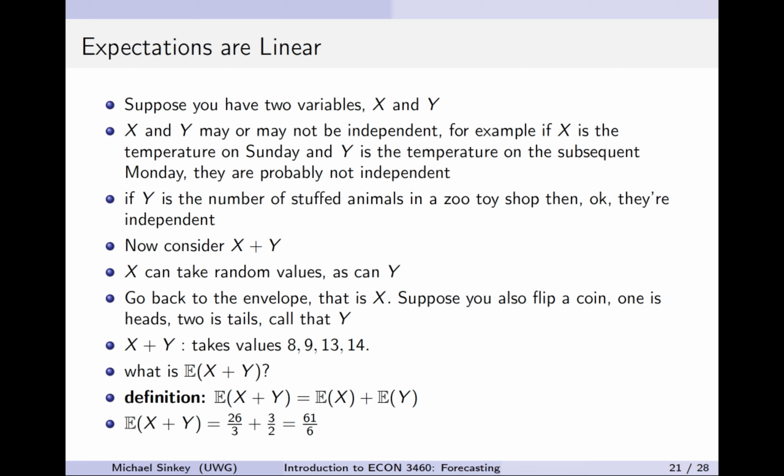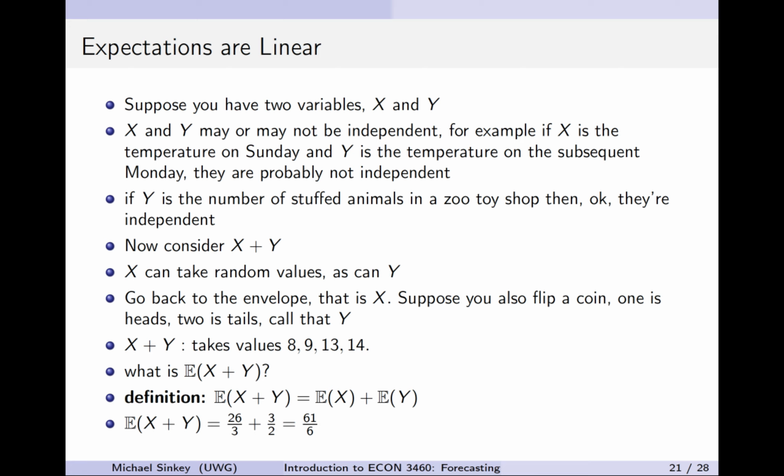X plus y takes the value of 8: you get a 7 in the envelope and a 1 with the coin. 9: 7 in the envelope, 2 in the coin. 13 is 12 in the envelope, 1 in the coin. And 14: 12 in the envelope, 2 in the coin. What would we expect the value of x plus y to be? So suppose we define z to be the random variable x plus y. Well, what is the expectation of x plus y?